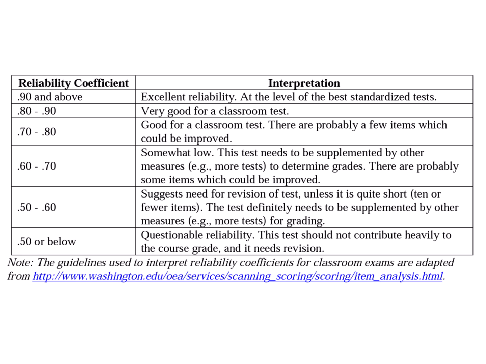So this is an example of how to interpret the Cronbach's alpha or the reliability of the exam test scores. 0.9 is excellent reliability, but for a high stakes exam, 0.8 to 0.9 is acceptable. And if you go down below, if it's 0.5 or below, this is questionable reliability, and the test should not contribute heavily to the course grade. I mean, a 0.5 reliability should not be used for a summative exam.